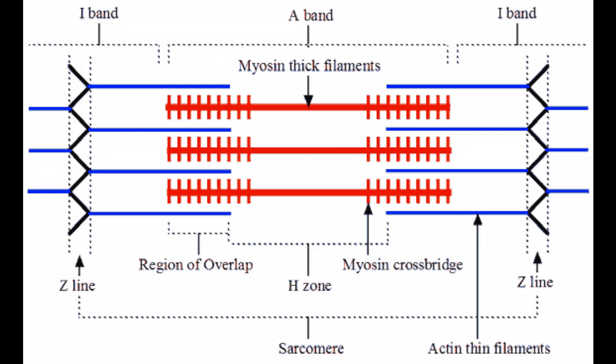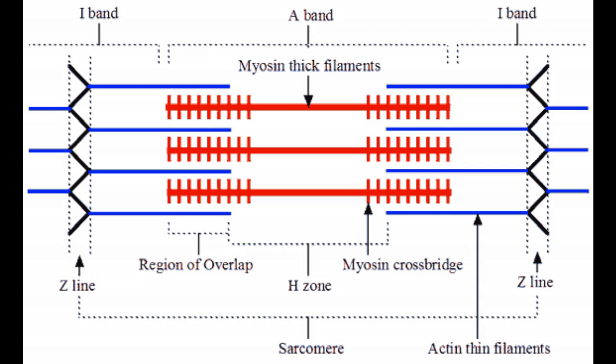The configuration of thick myosin and thin actin gives this band-like or striped appearance, and the thin filaments are anchored on the side to a disc-shaped protein that forms a Z-line. So the basic unit, or one contractile unit, is known as the sarcomere, that starts from one Z-line to the other Z-line.